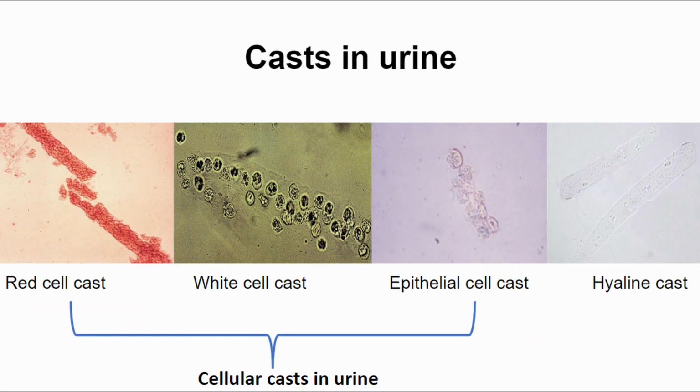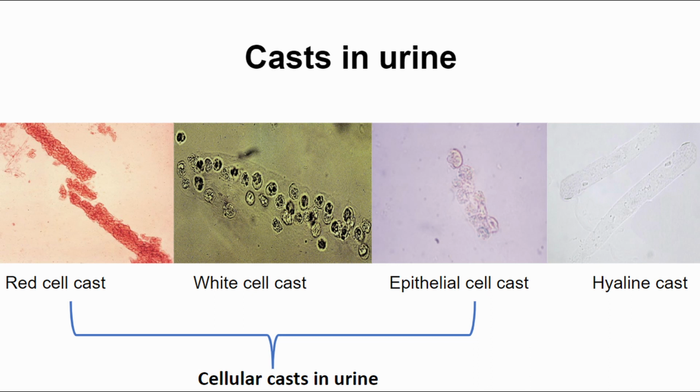Another component seen under the microscope in urine are casts. Casts are the only elements found in the urinary sediment that are unique to the kidney. They are formed within the lumens of the distal convoluted tubules and collecting ducts. There are several types of casts. We have the cellular casts, the red cells, the white cells and the epithelial cells, and hyaline casts.